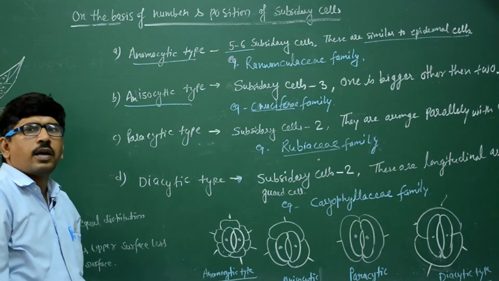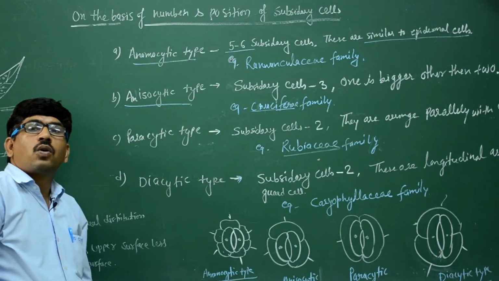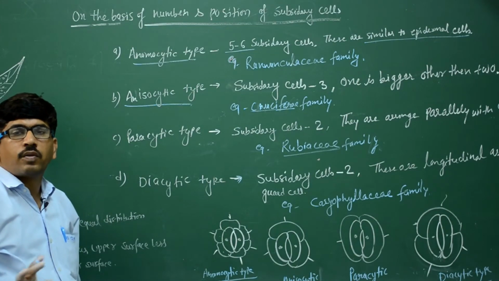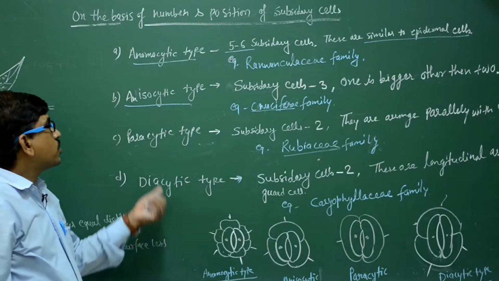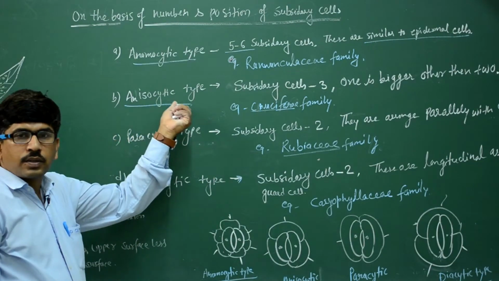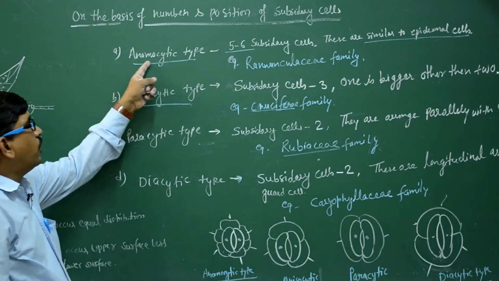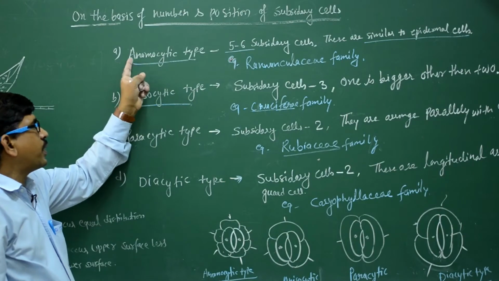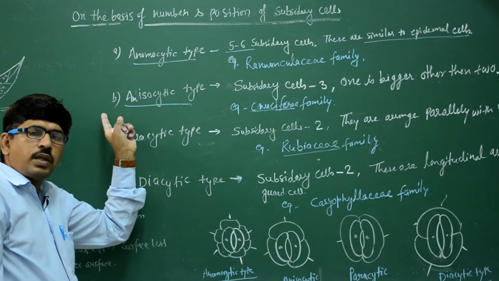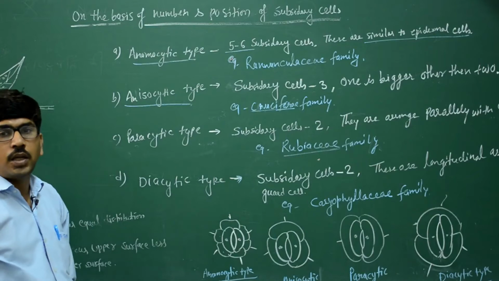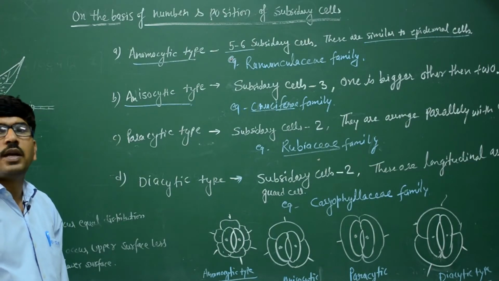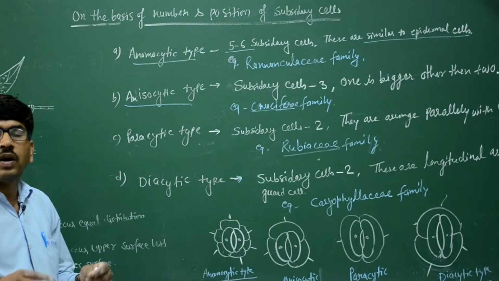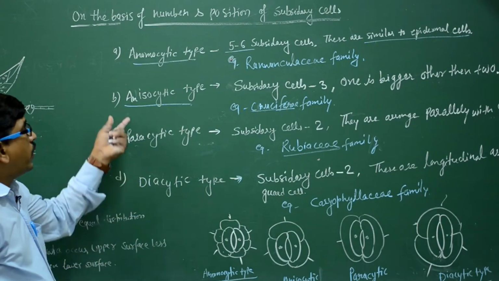Second one is the anisocytic. Anisocytic means the cells are not equal in size, they are different in size, so it is known as anisocytic. Anomocytic cells are generally similar in size. Second, the number of subsidiary cells is a maximum of 3. How many? 3 subsidiary cells are present, and these cells are different in size. One is larger, two are smaller. That is known as anisocytic.